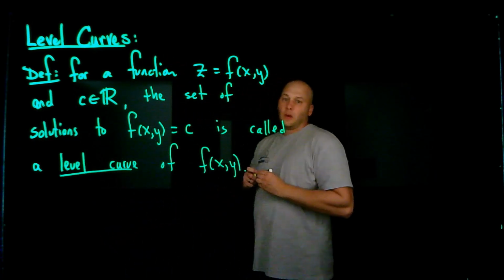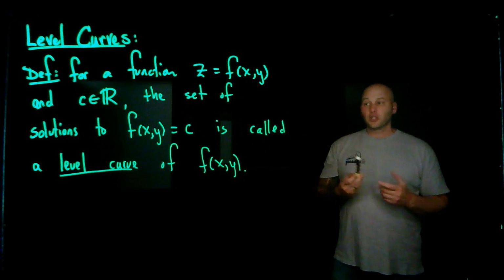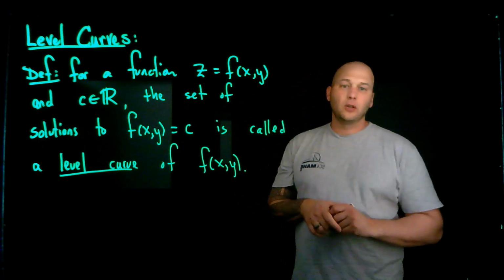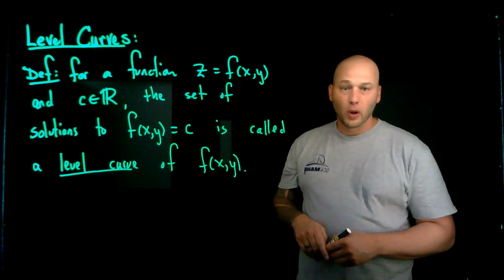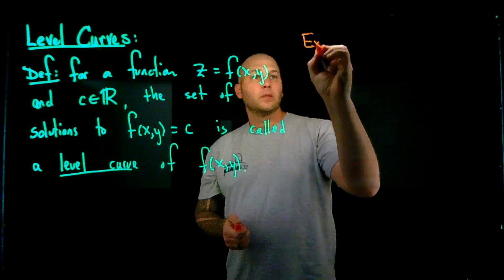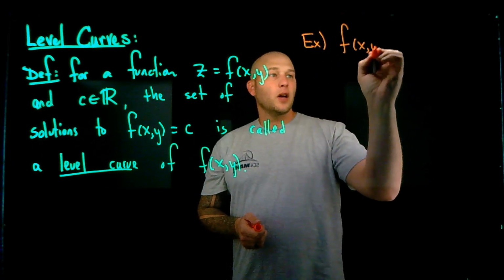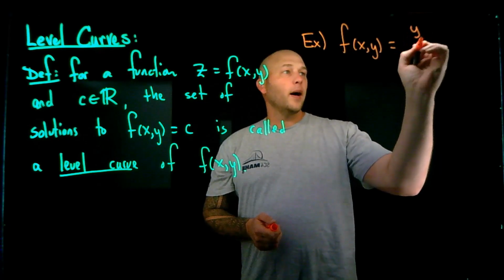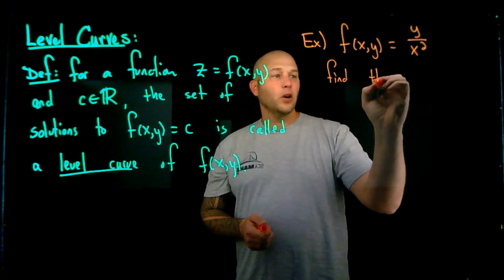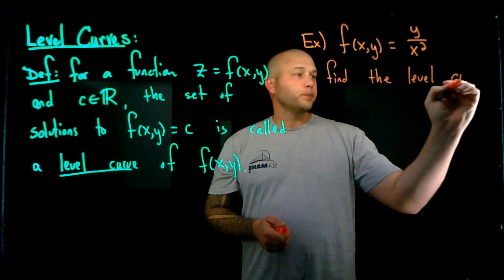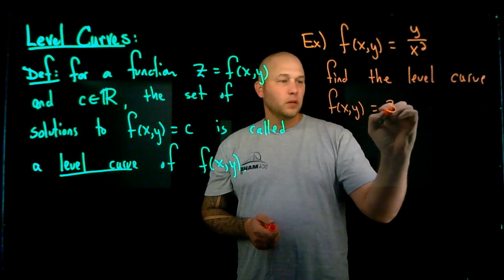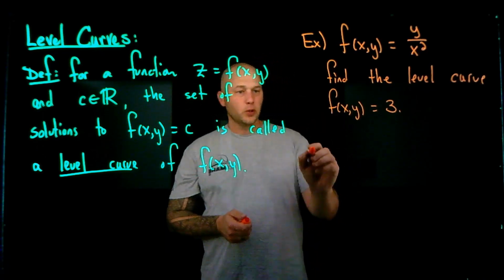Okay. So let me go ahead and do an example just showing you how to find a level curve, and then we'll do an example where we'll find a handful of them and then again use them as an aid to graph the multivariable function. So let's say I've got the following. F of x comma y is equal to y over x squared. Find the level curve f of x, y is equal to 3.